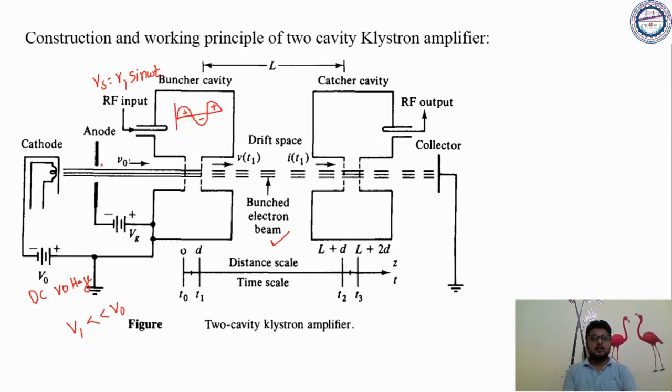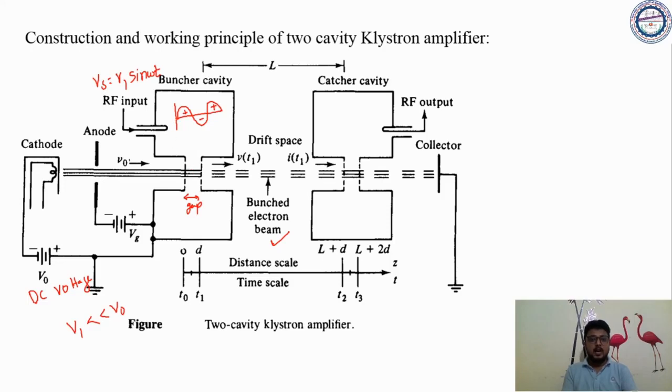To begin with the working principle of this two-cavity klystron amplifier, first we have a cathode. Now we have applied the DC voltage. Due to this applied high DC voltage, the cathode emits electrons with a uniform velocity, and this velocity is V0. Then we have an anode which is used for focusing purposes, so that the electrons do not scatter. The electrons with a uniform velocity reach the cavity gap. This is the buncher cavity gap, and at this gap the velocity modulation takes place.